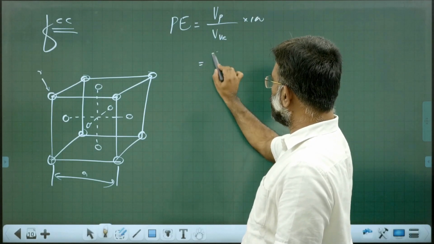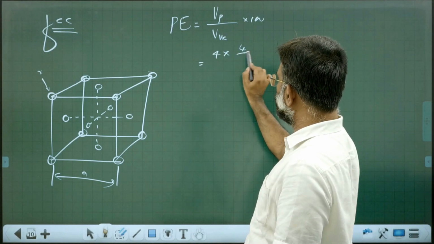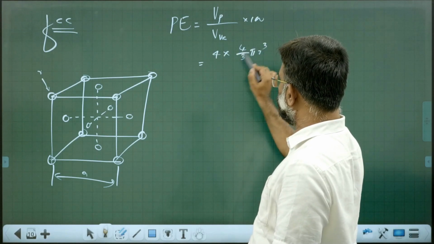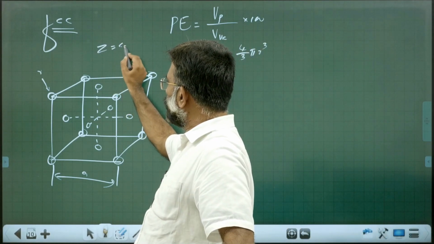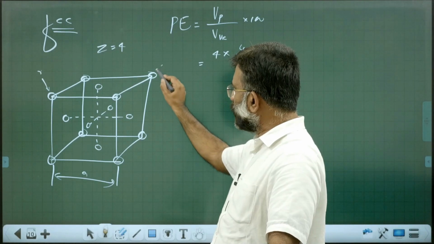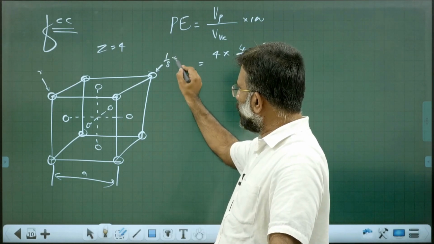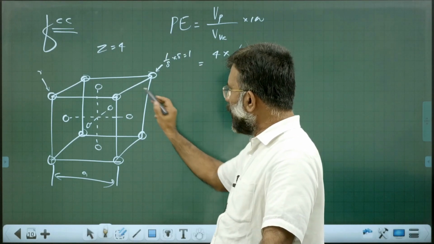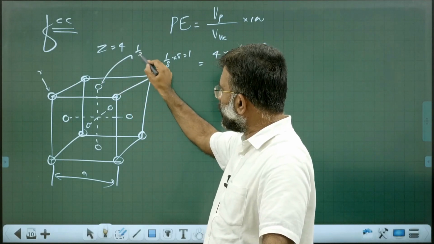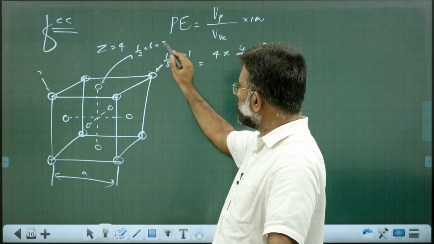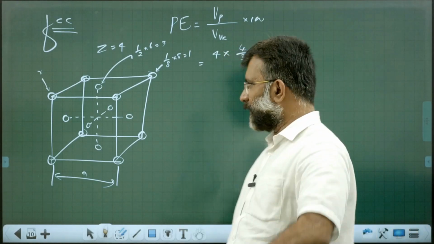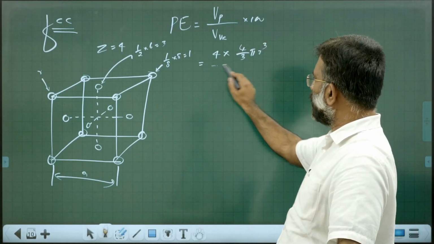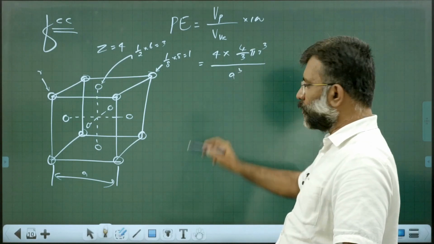What is the volume of the particle? 4 into 4 by 3 pi r cube. For FCC, rank equal to 4. How it is the rank 4? Corner particle 1 by 8 into 8 equal to 1. And the face center particle, it is half into 6 equal to 3. 3 plus 1, 4. So 4 particles are there. 4 into 4 by 3 pi r cube divided by a cube.